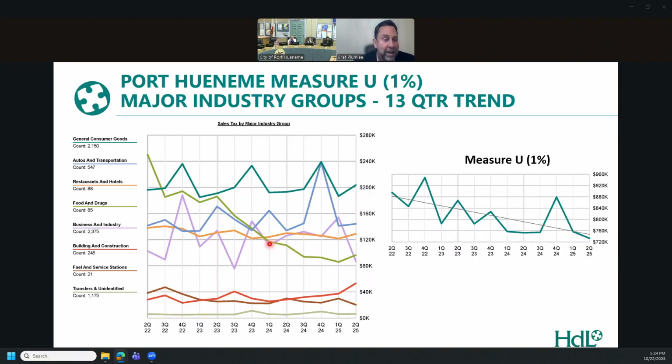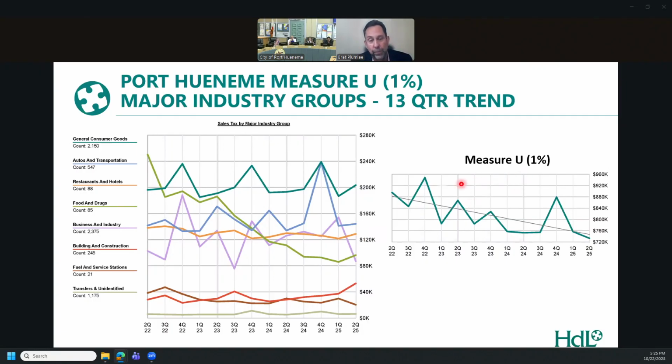And so back in second quarter 22, food and drugs was up at the top. And now as we come down that green line all the way down, food and drugs is middle of the pack. General consumer goods is up here, and restaurants and hotels has grown significantly over that time period as well in terms of the placement, the ranking among the 8.